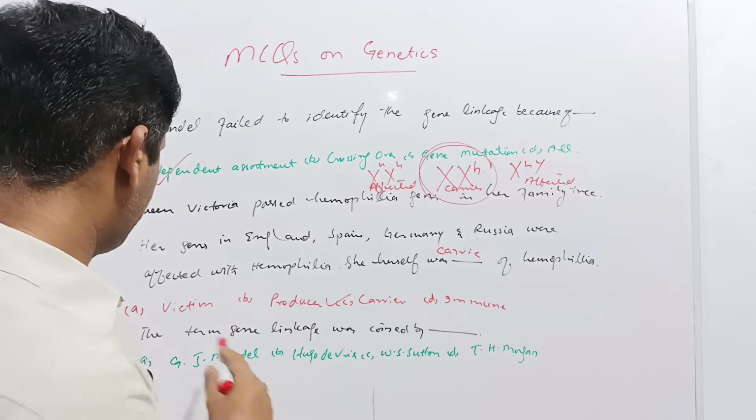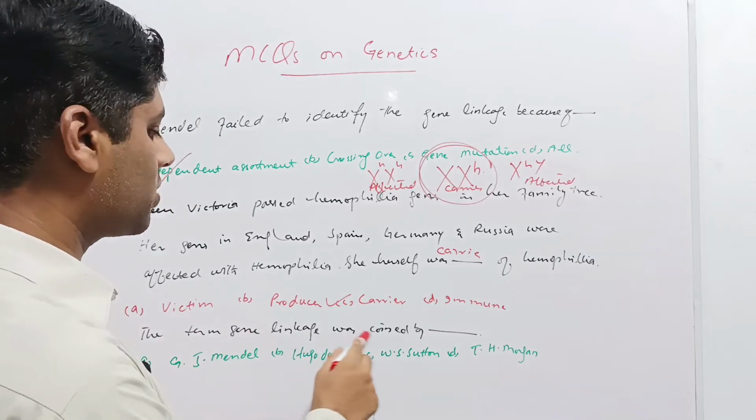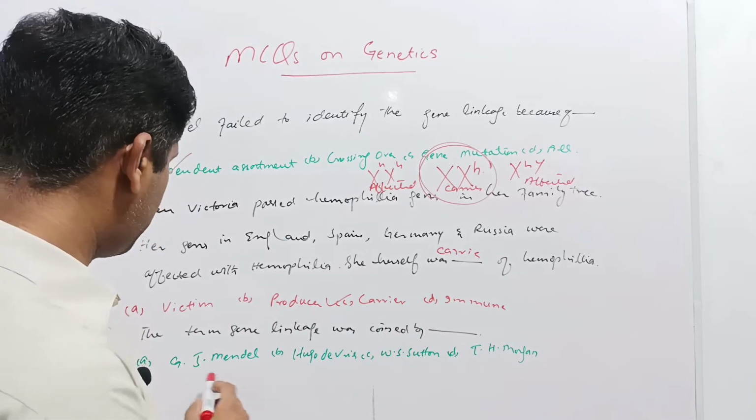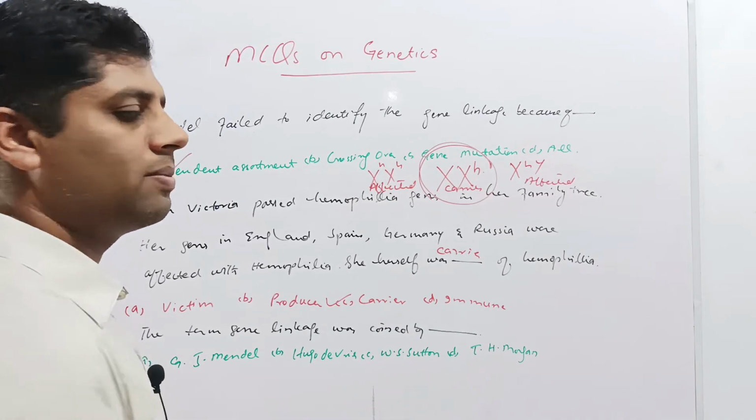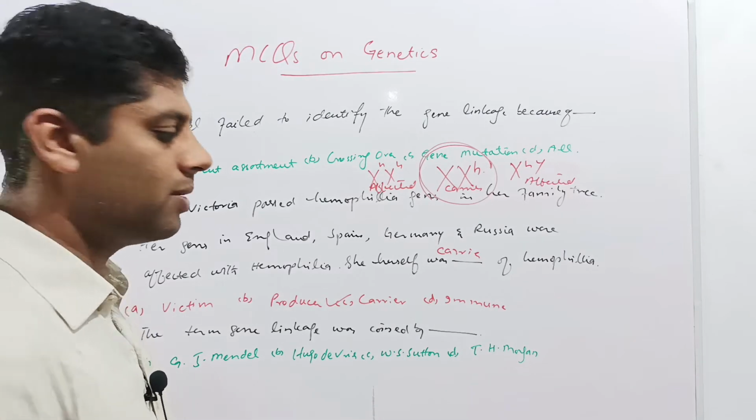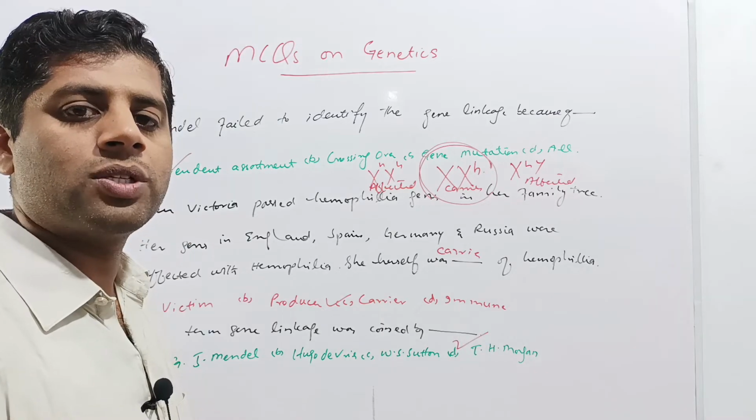Next question is, the term gene linkage was coined by dash. Given options are G.J. Mendel, Hugo de Vries, W.S. Sutton or T.H. Morgan. The term gene linkage was coined by T.H. Morgan, and the phenomenon was also explained by him.